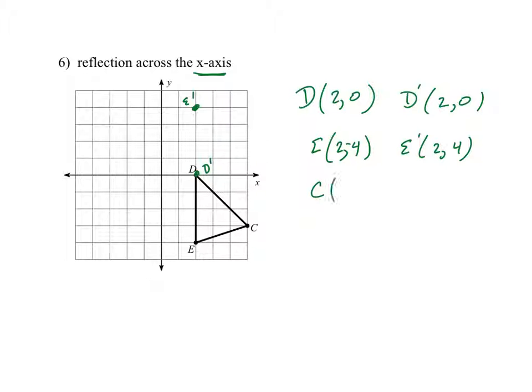And C, so C is point 1, 2, 3, 4, 5, and 1, 2, 3. So it's (5, -3). So C prime is going to be (5, +3). So 1, 2, and 3, it's right here. That's C prime. And now right there, I have my reflection.